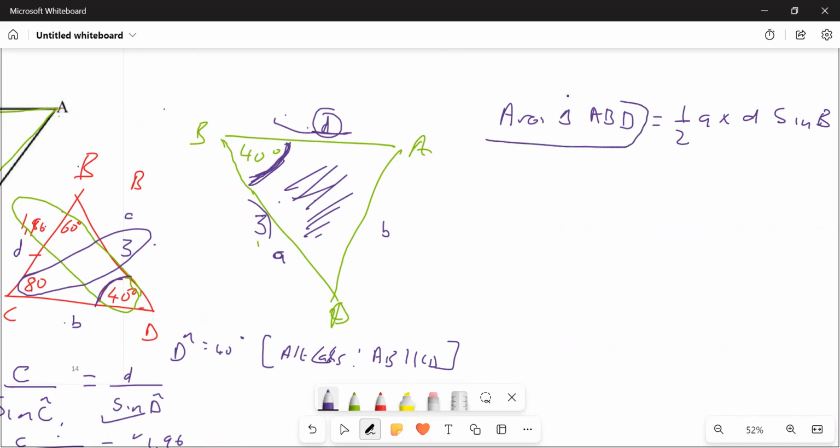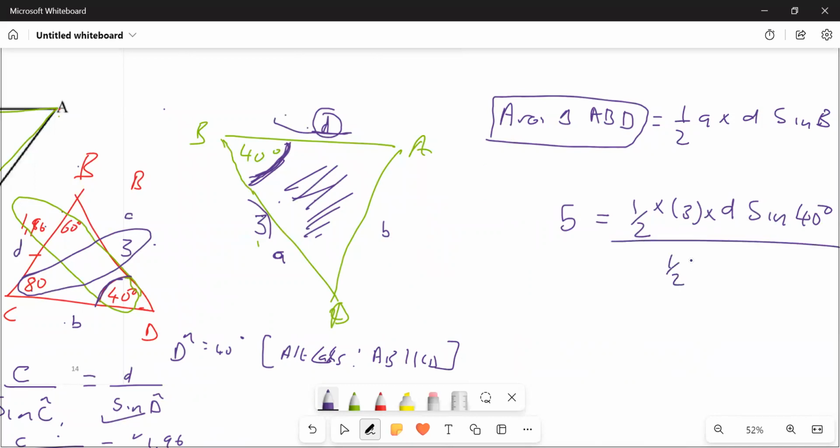But now we know what the area is. They told us what this thing here is. It's 5. So we'll say 5 is going to be equal to 1 over 2. And then we know what A is. This is going to be 3 multiplied by D, which is what we're looking for. So we'll simply put D there. And I will say we have the sine of 40. How do you get D? You can divide by 1 over 2 again, multiplied by 3, multiplied by the sine of 40 degrees. And then whatever you do on the left-hand side, you're also going to do on the right-hand side. The sine of 40 degrees. And then if you do this, you're going to get your D.